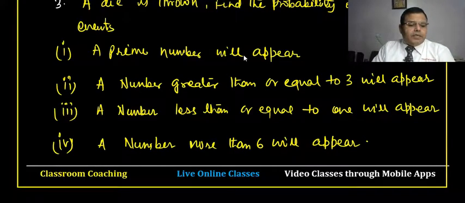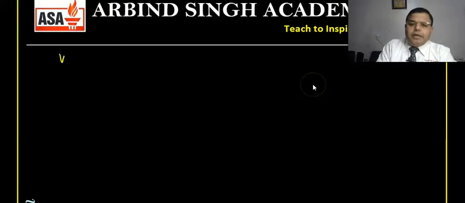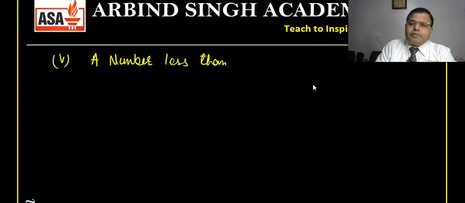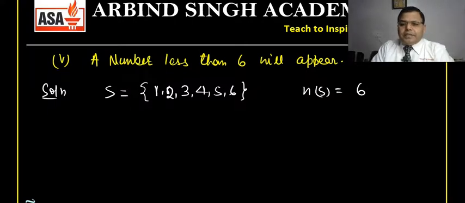Right, and the fifth part is, a number less than 6 will appear. So the solution can be like this: the sample space when a die is thrown can be 1, 2, 3, 4, 5, 6, isn't it? So there are a total of 6 sample points in the sample space.